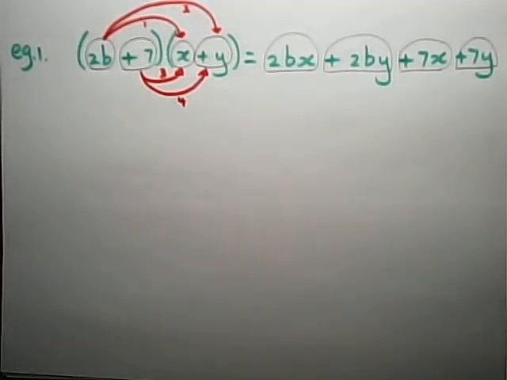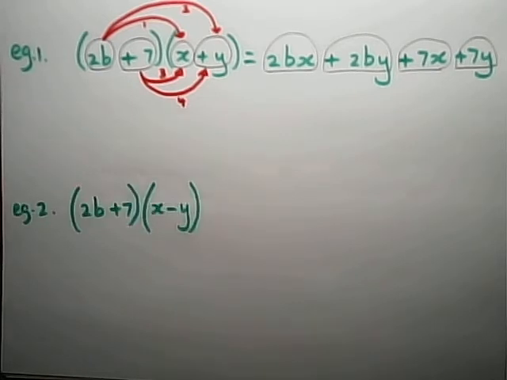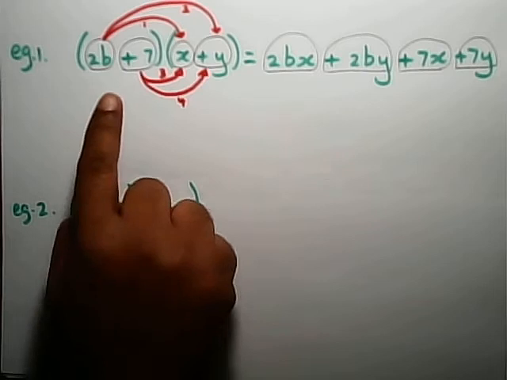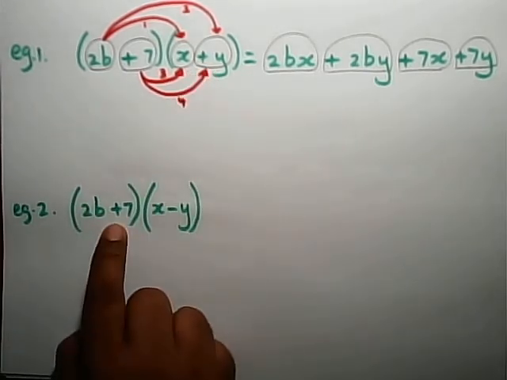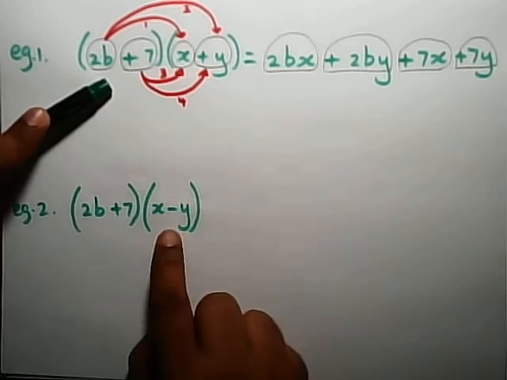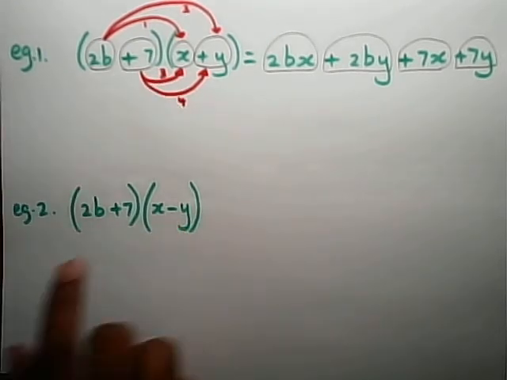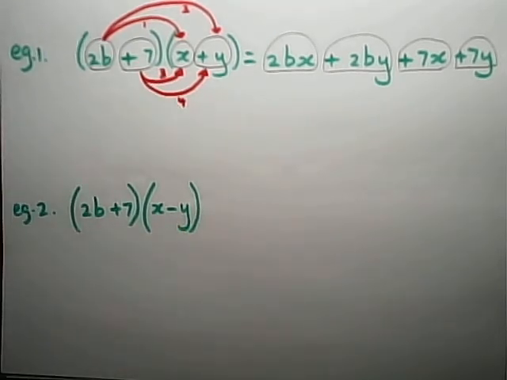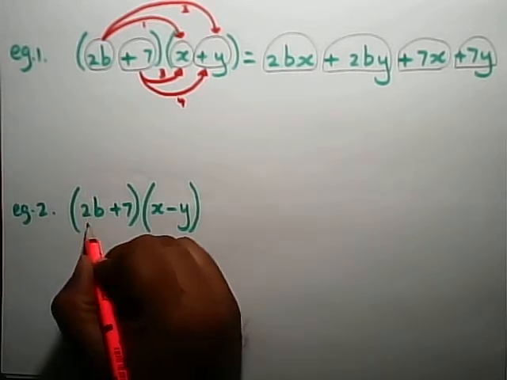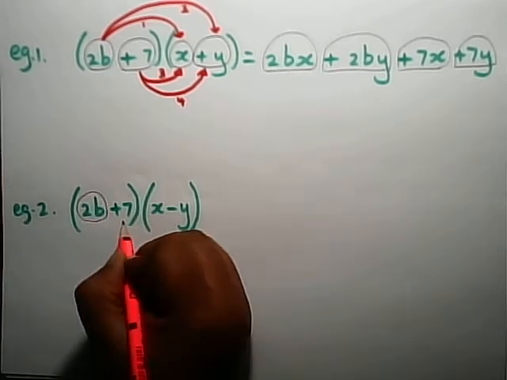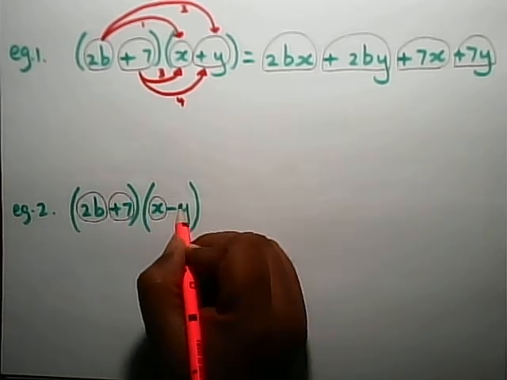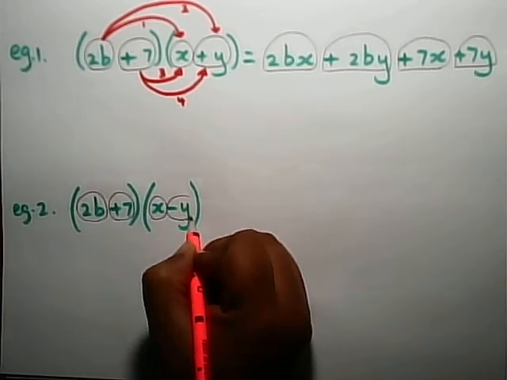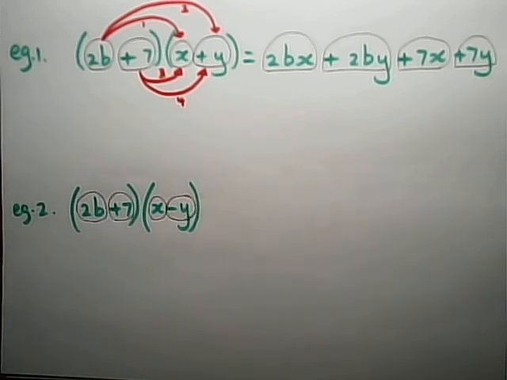Okay, so let's look at another example. Example 2 is almost the same thing, except instead of having a plus here, I'm changing it to a minus. 2b plus 7 multiplied to x minus y. Let's see how to handle the negative sign. Once again, circle your terms so you make sure you don't forget your signs when you're multiplying. It's a negative y.